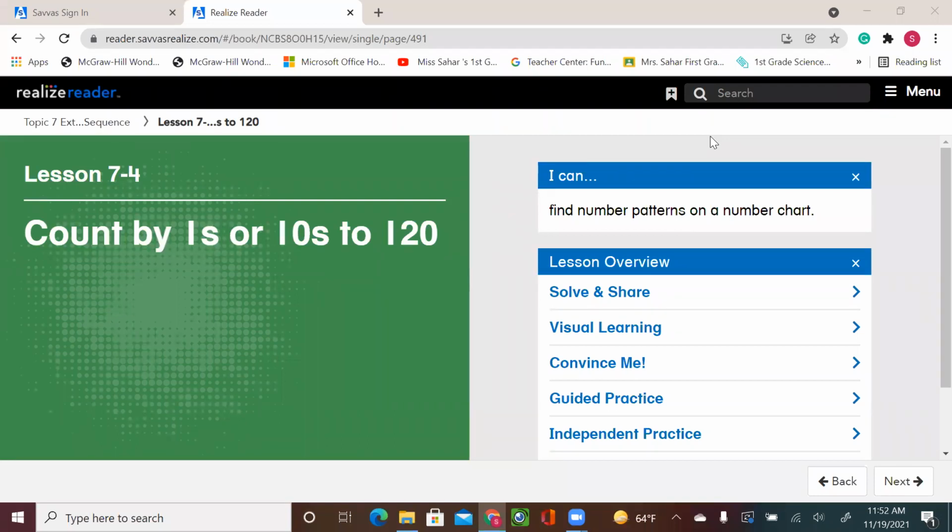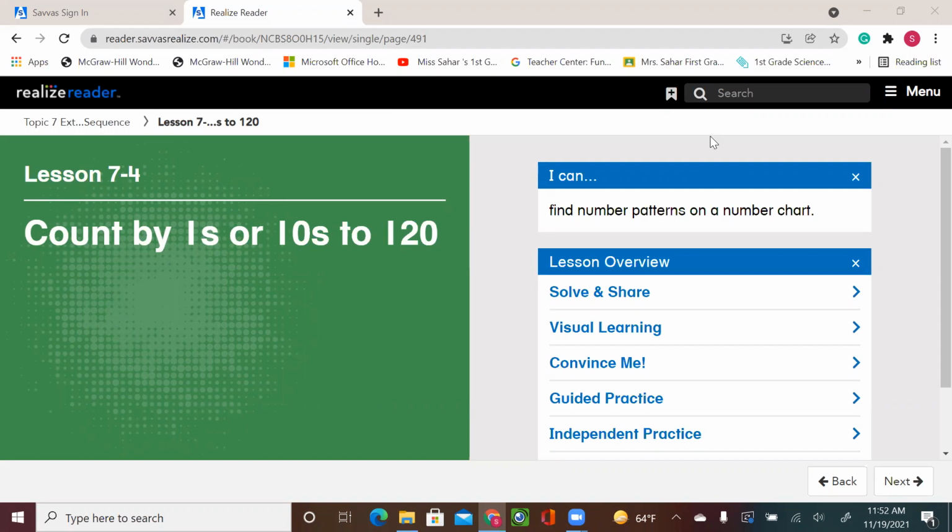Hello, first graders. Welcome to a new math lesson. Today we're still in topic 7, lesson 4. If you remember, we started this topic counting by tens to 120 using the 10 frames. So we use the 10 frames, and we know that the group of 10 frames has 10 blocks or 10 counters. And when we count, 4 tens means 40, 5 tens mean 50, and so on.